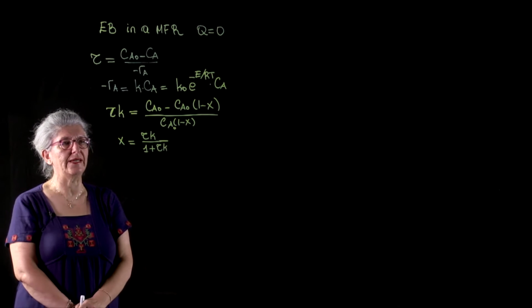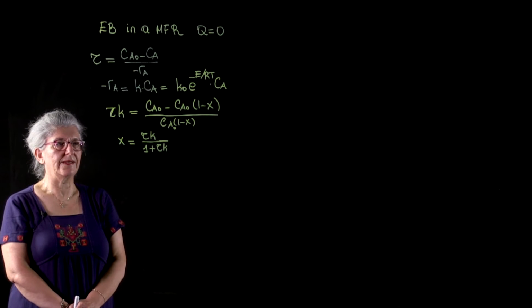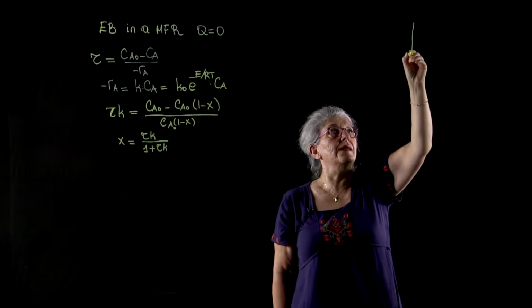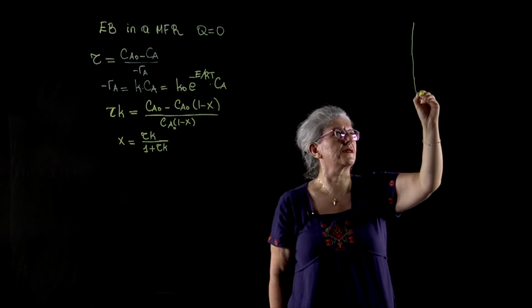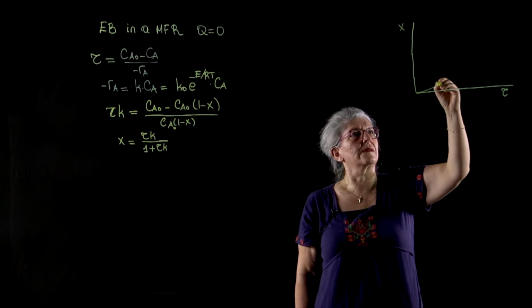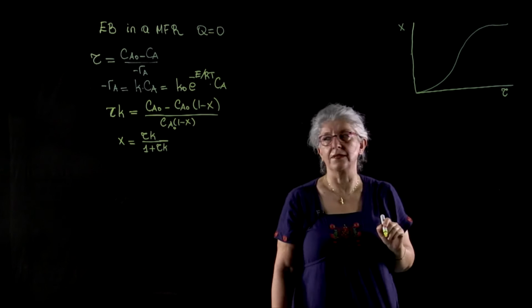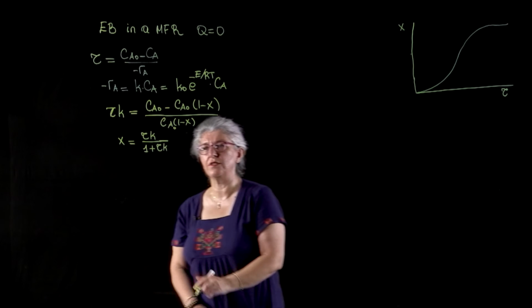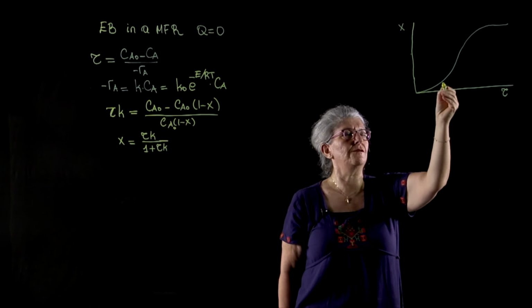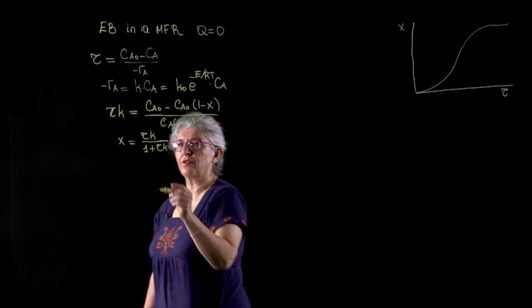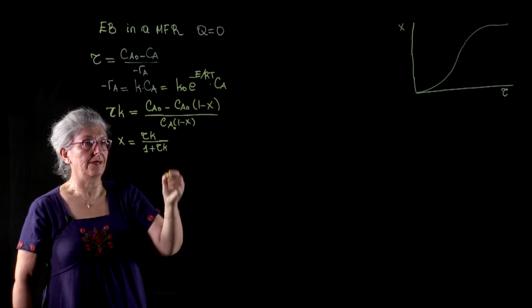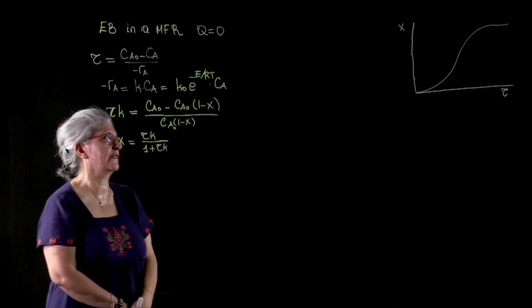Now, if tau and k are constants, this relationship gives rise to a well-behaved increase. For very small tau, the x and tau relationship is almost linear. For very large tau, or for very large tau k, the x and tau relationship is in the asymptote that x is unity.